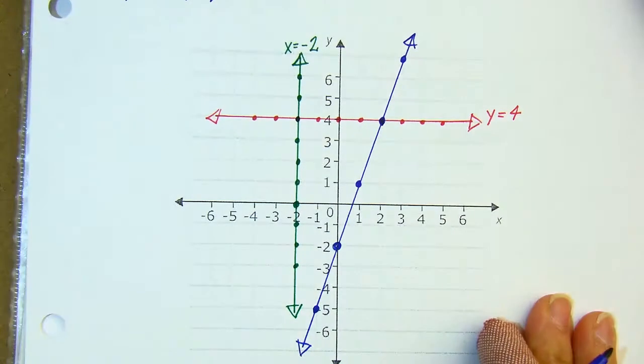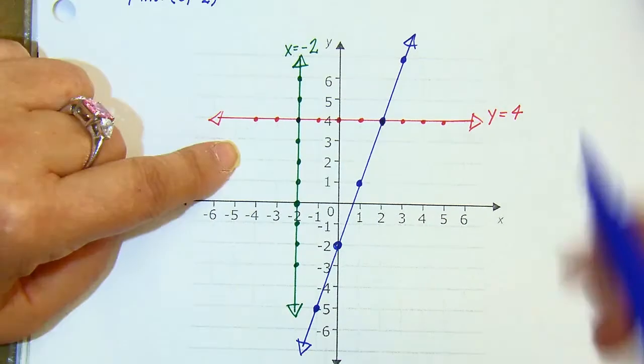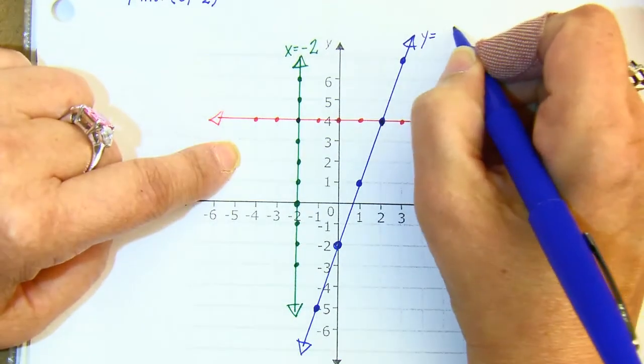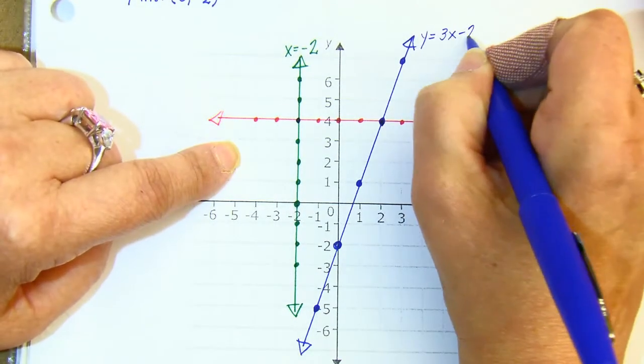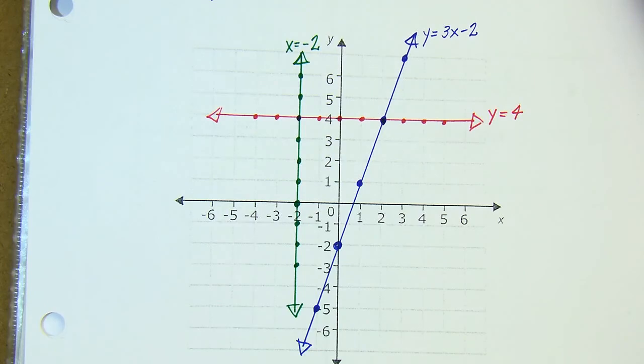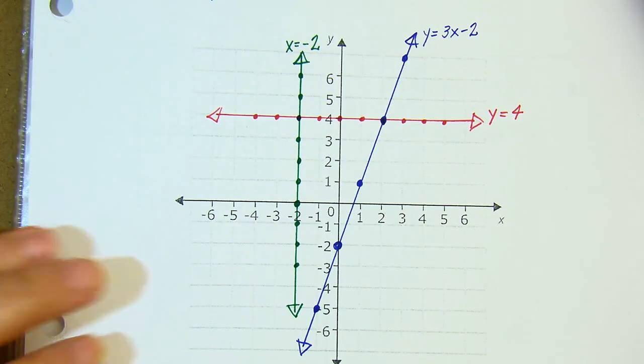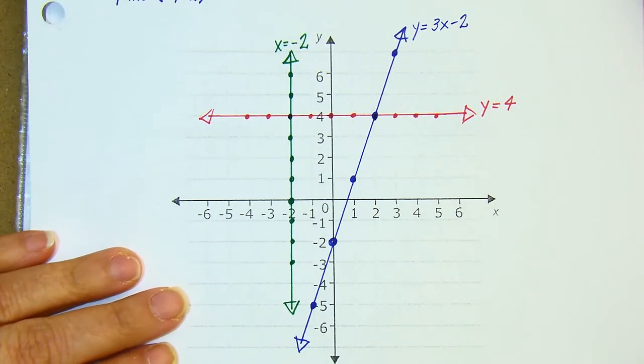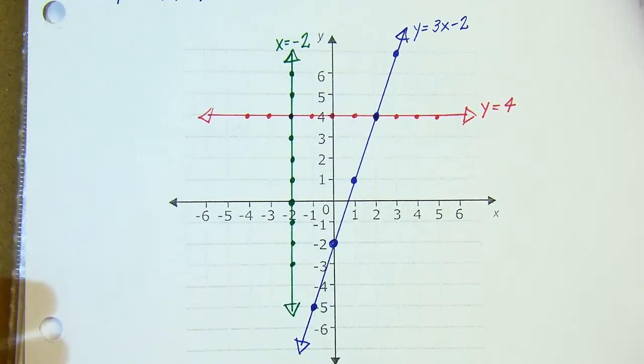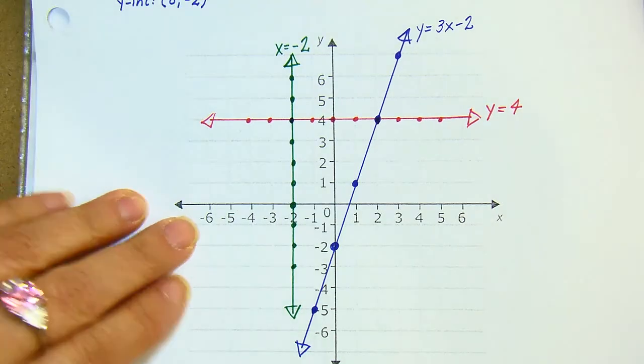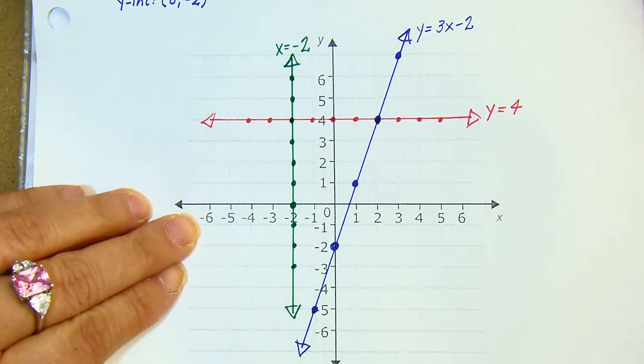And I'm going to label that line with its equation, y equals 3x subtract 2. Now I've got one last line to graph. Now, you could be slick and use one of those things that we did, graph it by finding intercepts. Let x be 0, solve for y, let y be 0, solve for x. You could do that.